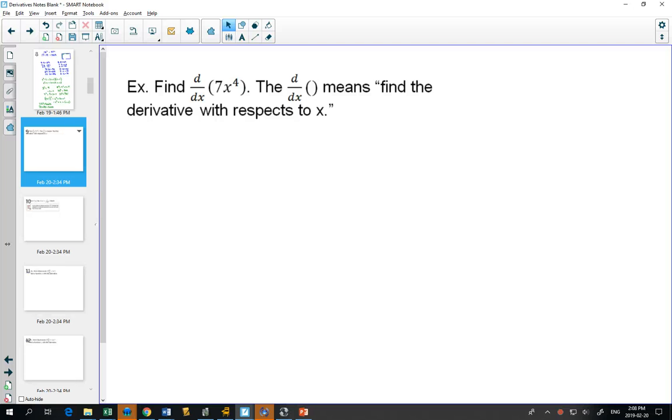Here is another way to ask us to find the derivative. We have a d dx in front of something. So that d dx in front of something says find the derivative with respect to x. In this case, the answer would be bring the 4 out in front, makes 28, subtract 1 from the exponent, and we're done.